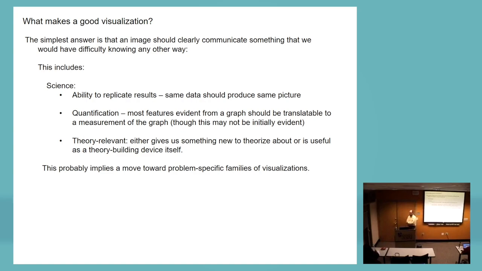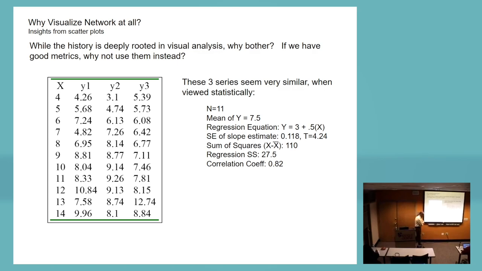I like to use an example for why we visualize networks that comes from Tufte, and it's been around for a long time. It has to do with scatter plots, and some of you may have seen this. Imagine that you have these three series, and you do a bivariate regression of x to y. You're going to get the exact same summary statistics, even down to the sum of squares, across all three. So from a basic regression standpoint, y1, y2, and y3 are exactly the same.